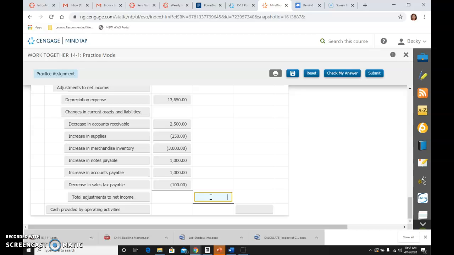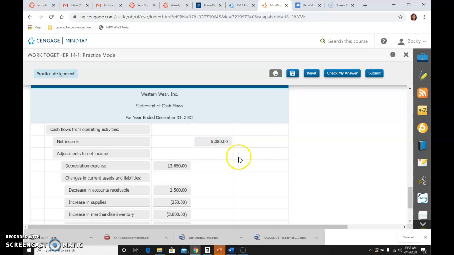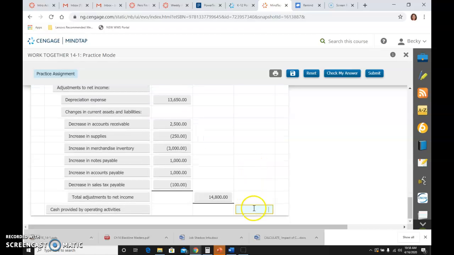And I would end up with a positive, so a source, sorry, I have the wrong number, $14,800. That's a source of cash. And I had a positive net income, a source of cash. So add those two together and I would get $19,880. So my cash provided by, not cash used in, but provided by operating activities is $19,880.